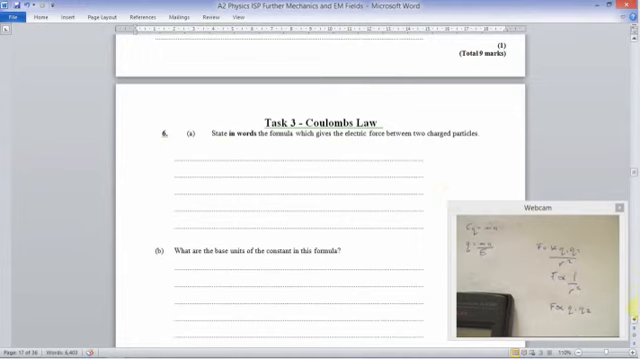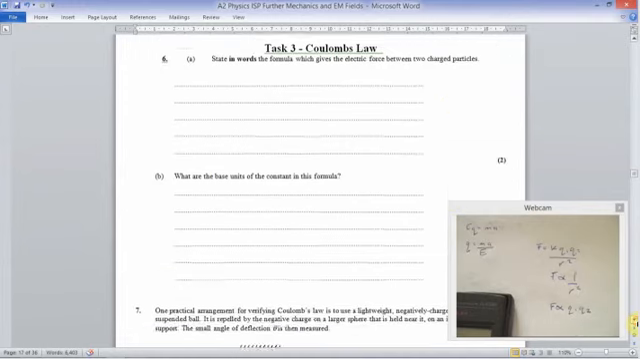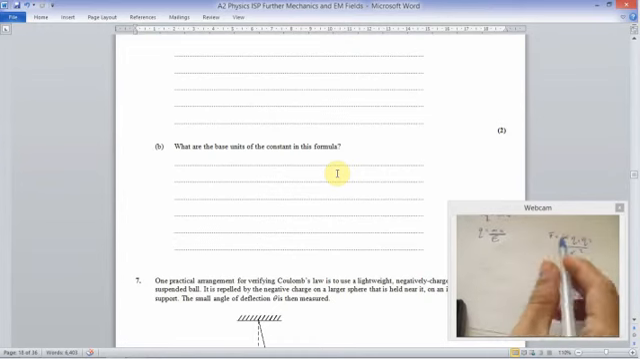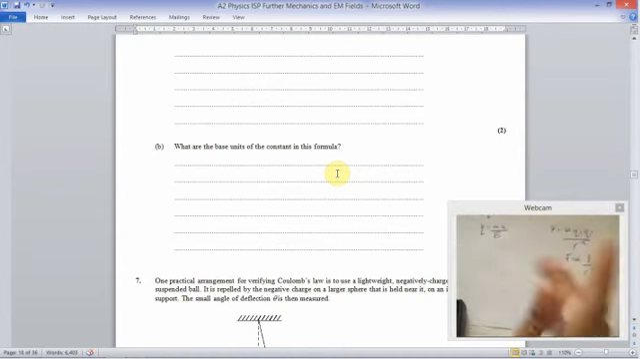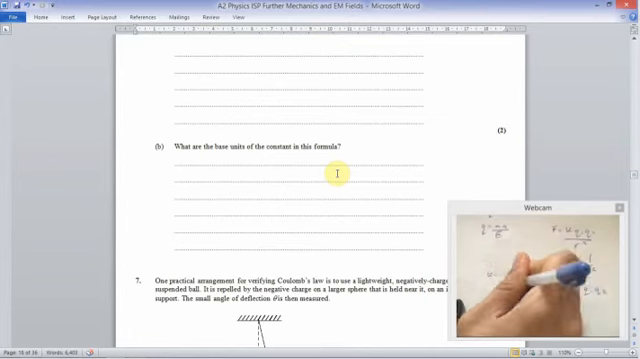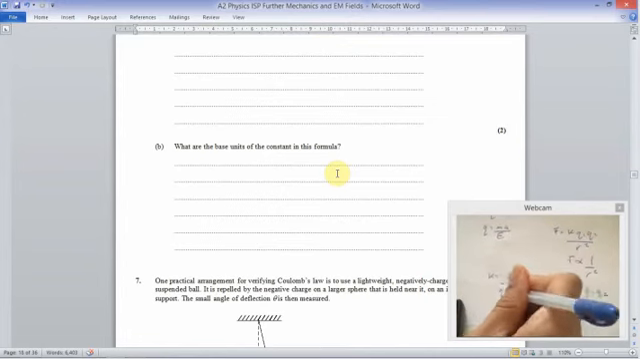Okay, so that's 6a. 6b, what is the base units of the constant in this formula? So you need to rearrange for k, and go from there. So essentially you want each of these in base units and going from there. Or you could rearrange for k and then figure out a base unit. So let's rearrange for k first. So k is going to be equal to F r squared over q1 q2.